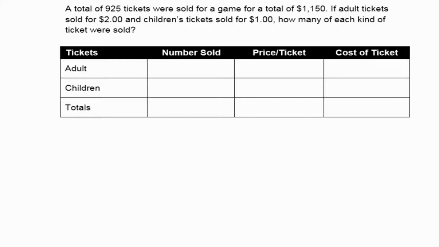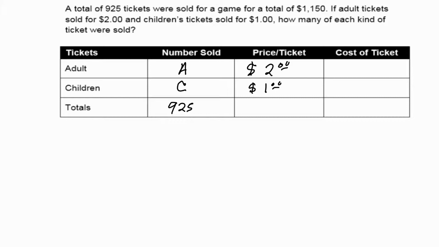From the problem, we know that the price for an adult ticket is $2 and the price for a child's ticket is $1. We don't know how many adult tickets were sold, so we'll use the letter A, and letter C for children, but we do know that the total combination was 925.